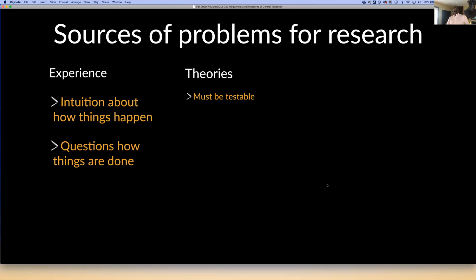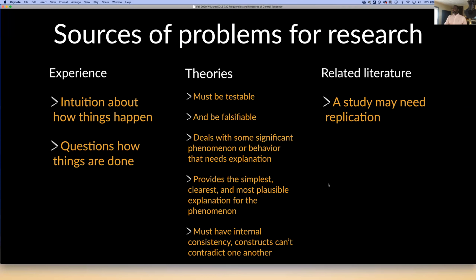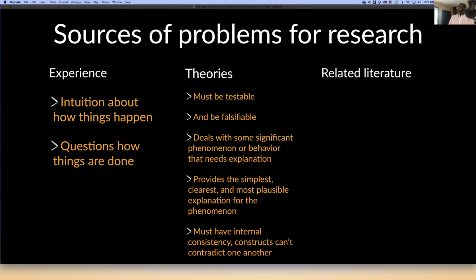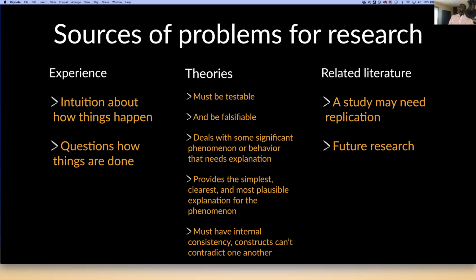So sources for research. Oops, went too far. So experience, intuitions on how things happen, questions, how things are done, theories, and related literature. A study may need replication, future research, and reviews of research in journals.